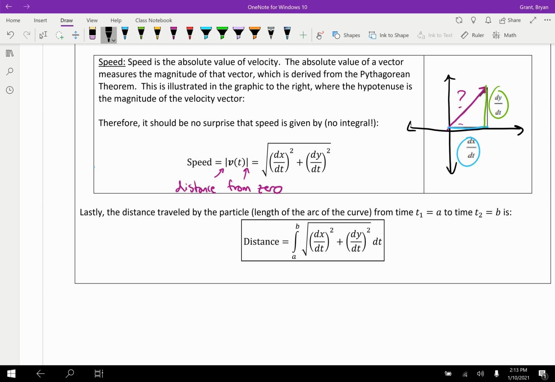And so we can define the speed as this guy, the square root of the velocity squared plus the velocity squared, but it's really the velocity in the x direction plus the velocity in the y direction.